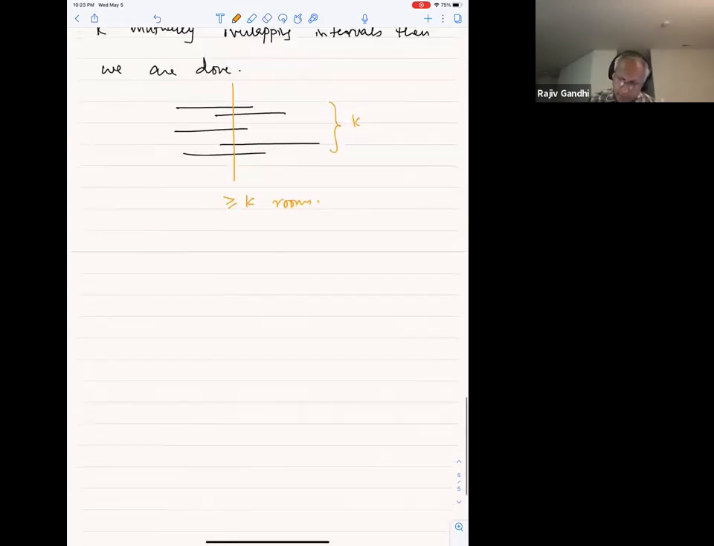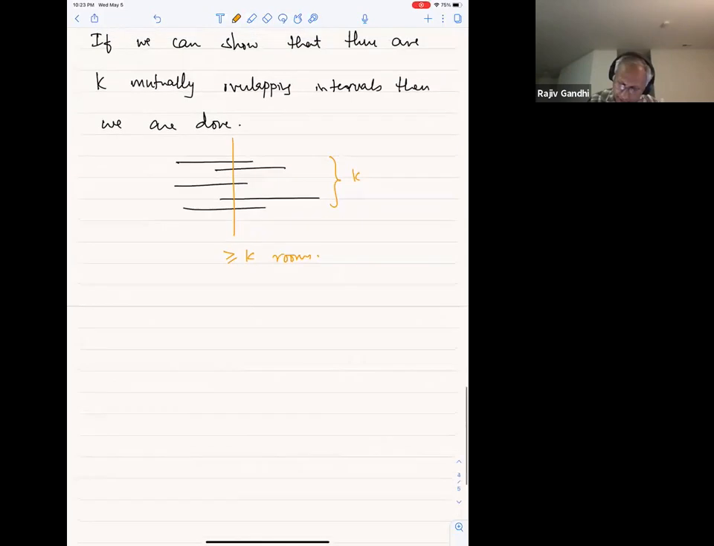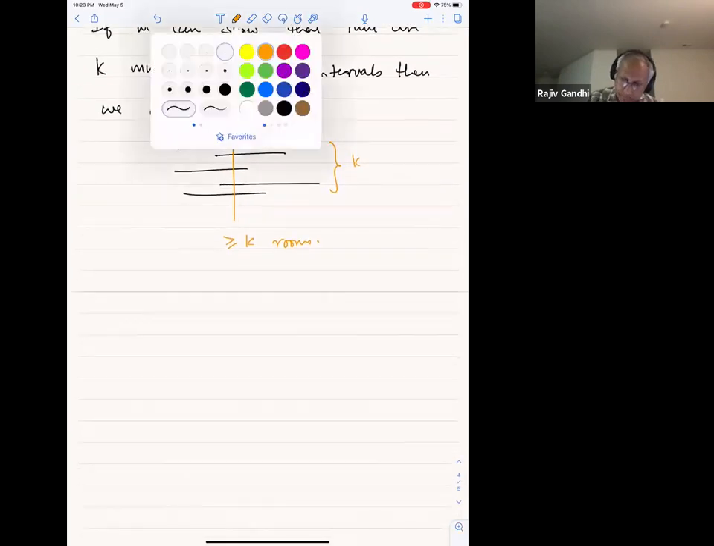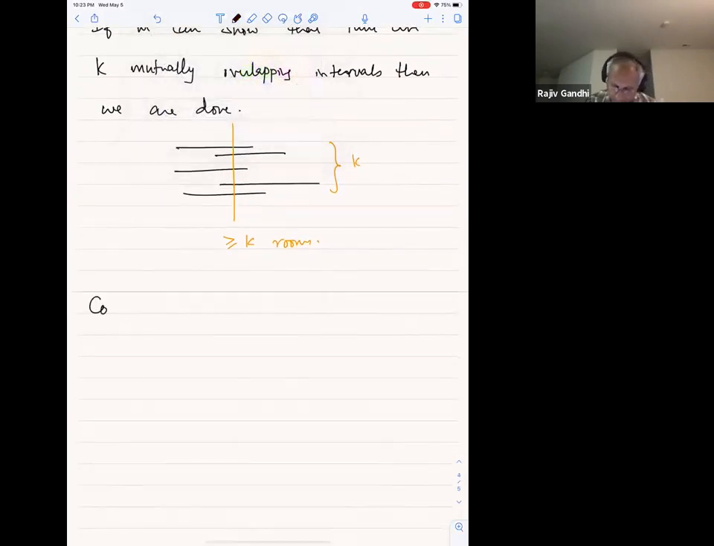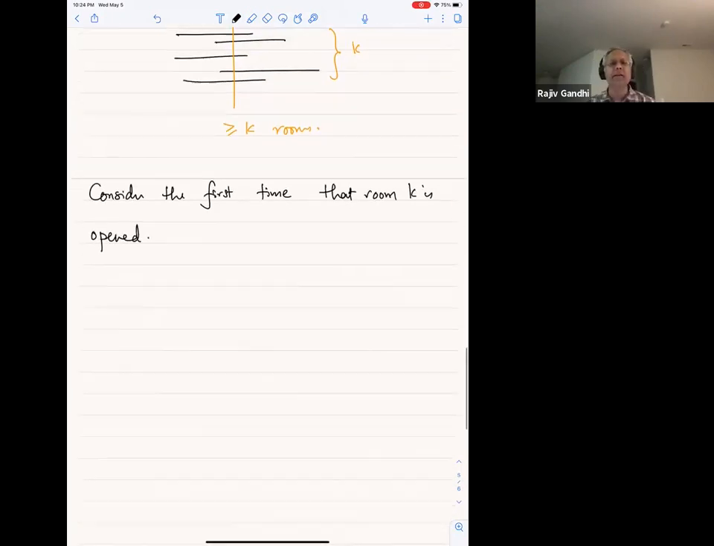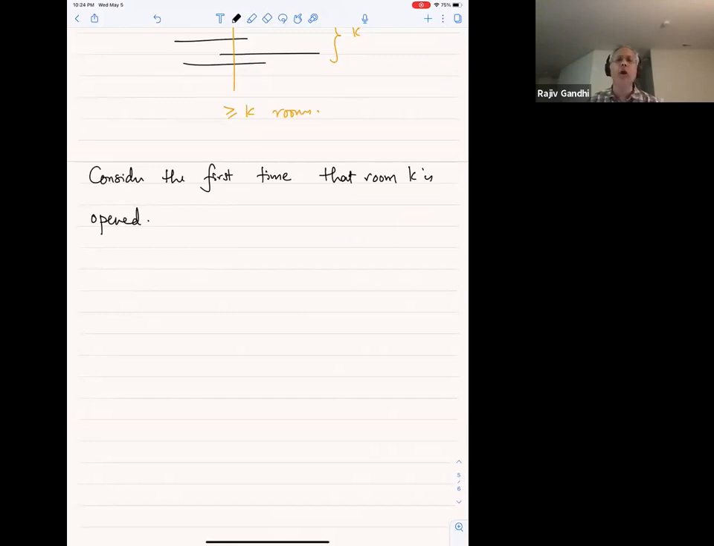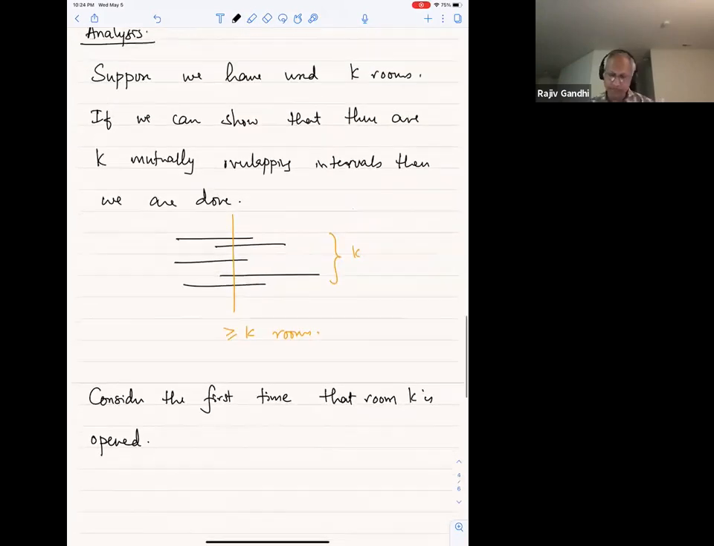So we'll do it as follows. Consider the first time that room K is opened, right? So some interval must have opened room K, right? Because it could not fit in any of the rooms.